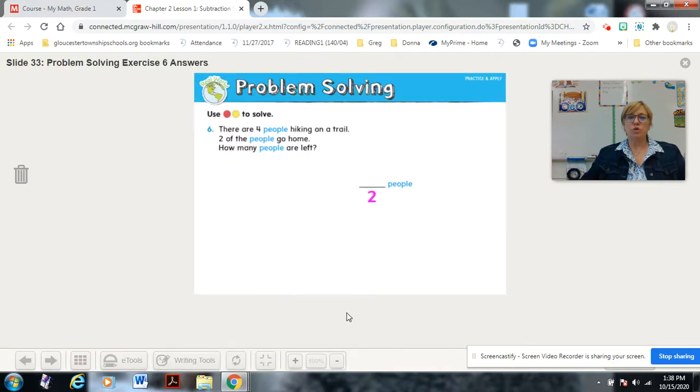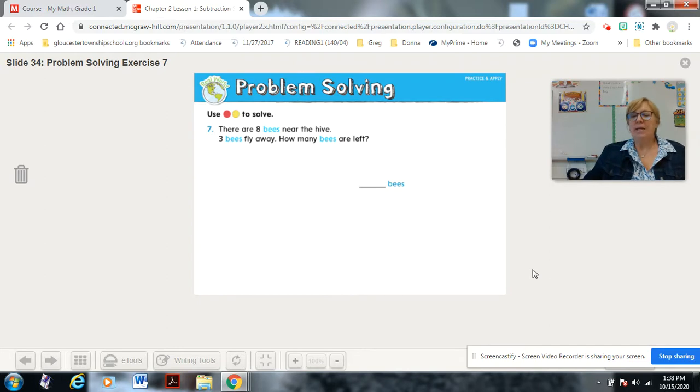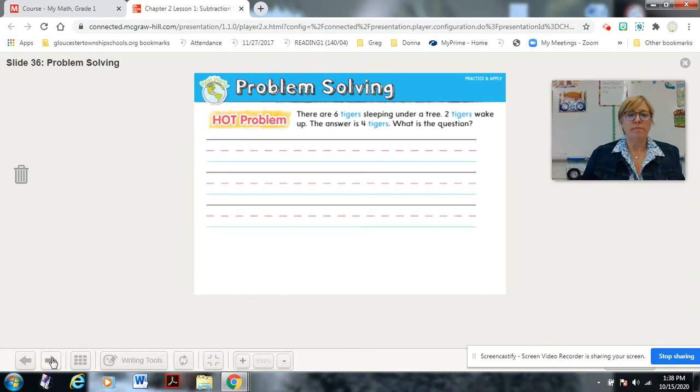That's right. 2 people are left. Good job. Okay. There are 8 bees near the hive. 3 bees fly away. How many bees are left? Use your counters, pause, and come back and check your answer. 5 bees. Good job.